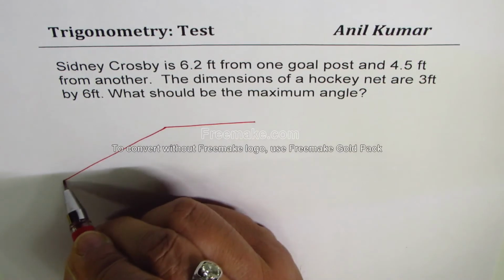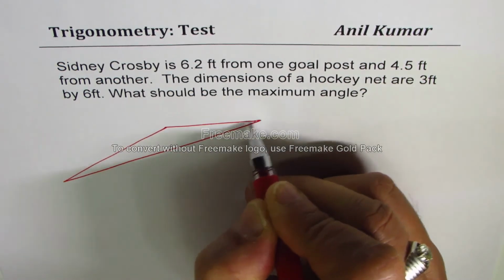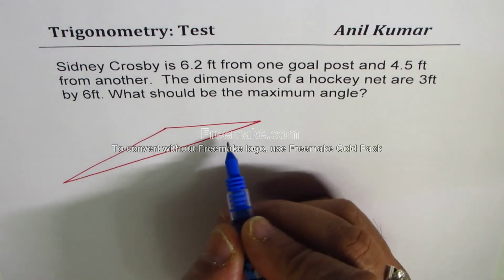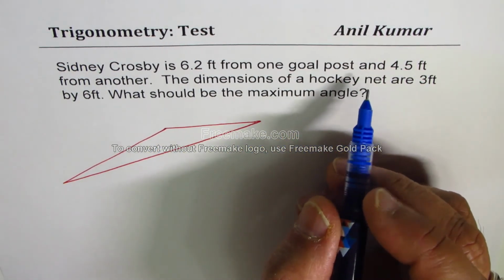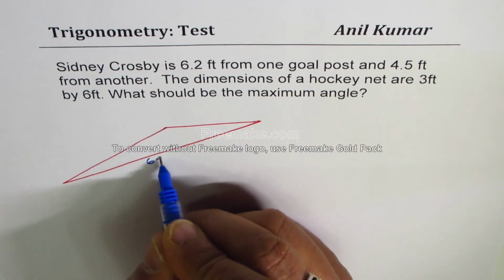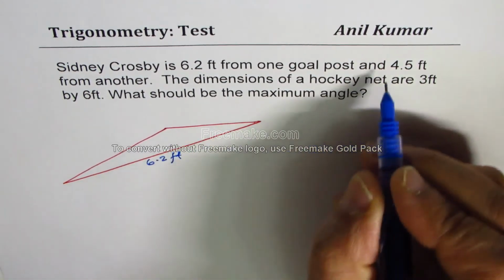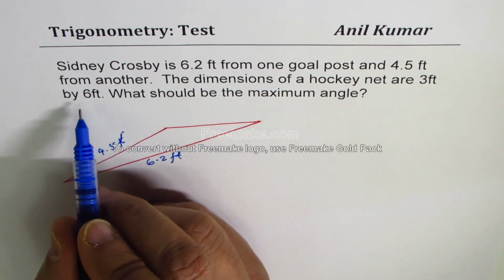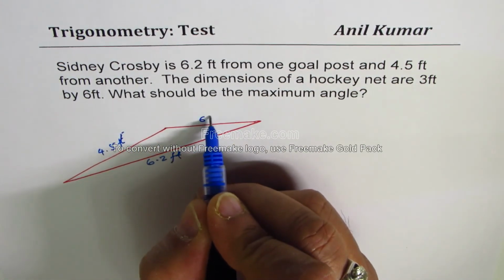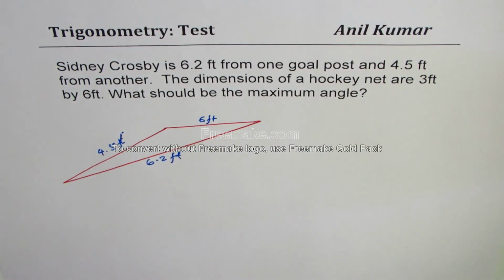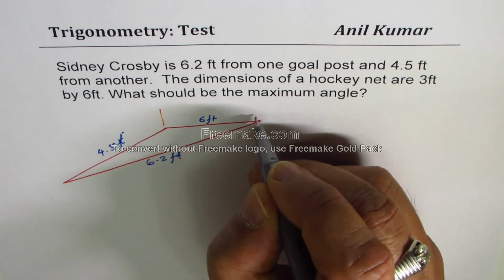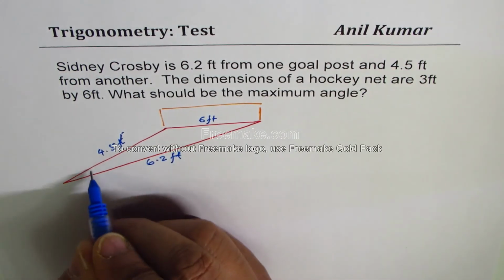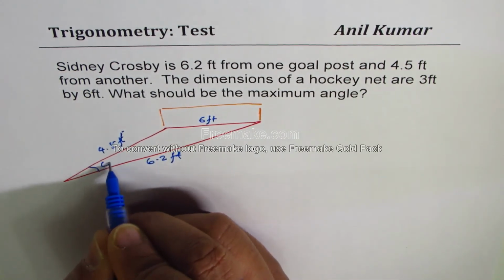So let's say we'll again make this diagram. Okay. So what we have basically, I'm only drawing the base, which in this case gives you 6.2 feet as one side, 4.5 feet for the other. The dimensions are 6 feet by 3 feet. So let's say that is 3 feet. Is it okay? Okay. We are interested in finding this angle, theta.